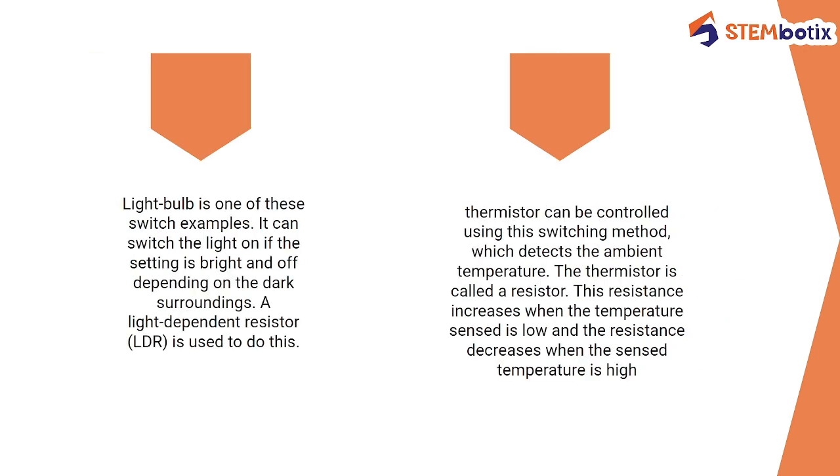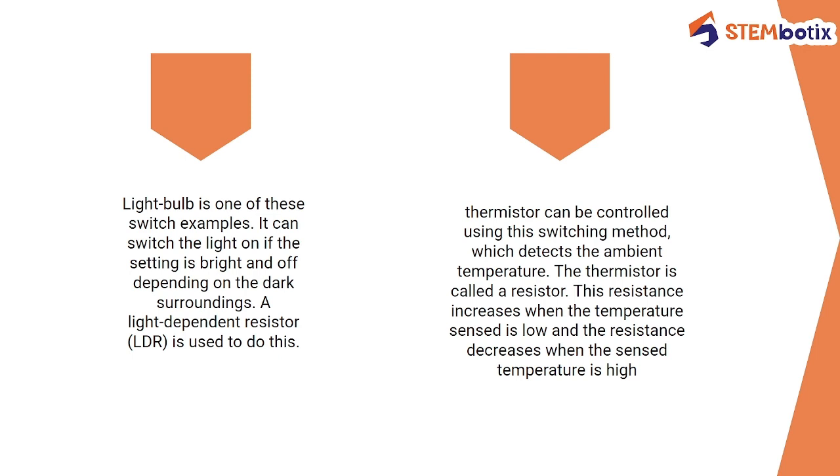Also, a light bulb is one of these examples. It can switch the light on if the setting is bright and off depending on the dark surroundings. A light dependent resistor is used to do this.